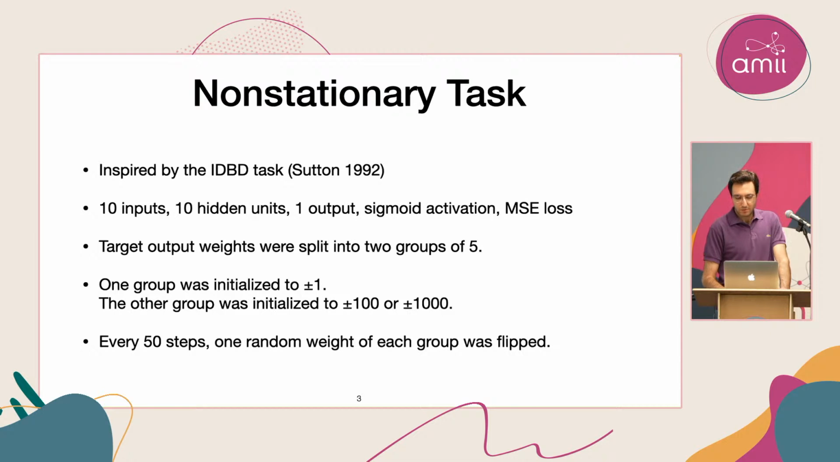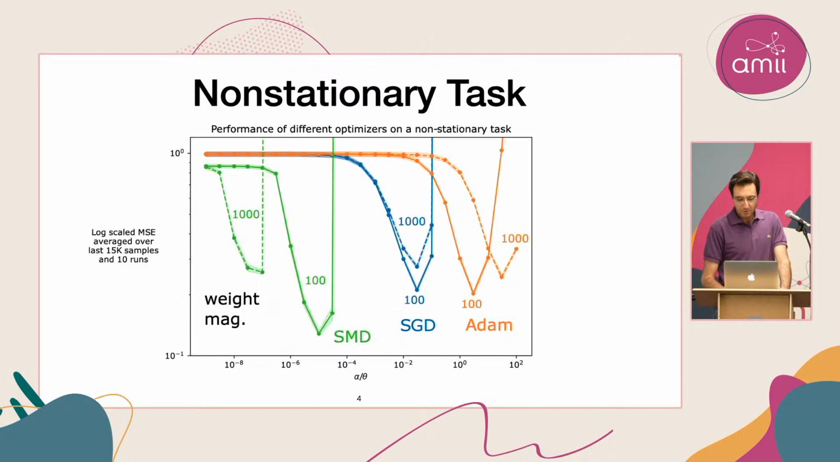Yeah, so we ran SGD, Adam, and stochastic meta descent, an existing meta descent method, on this task. And these are the results. These are sensitivity curves. The x-axis is the step size or the meta step size, and the y-axis is the scaled mean squared error of the regression task, online, 1 sample at a time. And they're averaged over 10 runs.